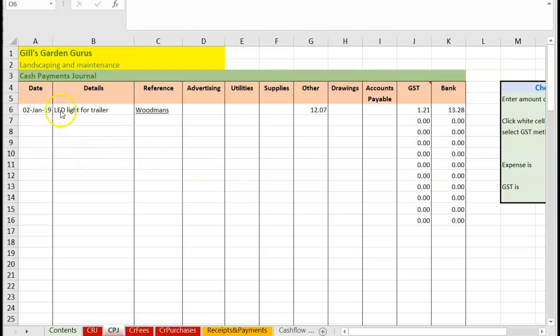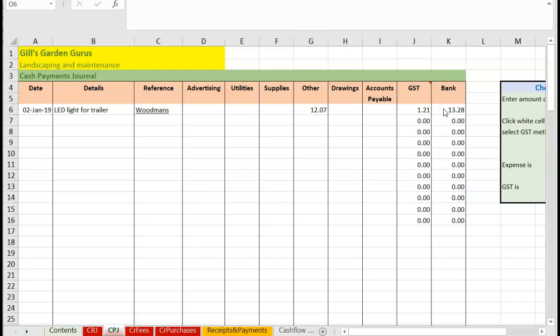So you'll see the difference here with the cash payments journal. We've still got our date, we've still got our details, we've got a reference of who we're paying. We tend to break down the columns a little bit more than we do in the cash receipts journal because we tend to have a lot of payments going to a lot of different sources. For example, we've got advertising, we're going to have drawings, we're going to have wages, we're going to have payments to people that we buy things from on credit, we're going to have supplies, etc. But the same process, we have an amount for the expense, we have an amount for GST, and then we have the amount that the bank is going down by for this particular transaction.